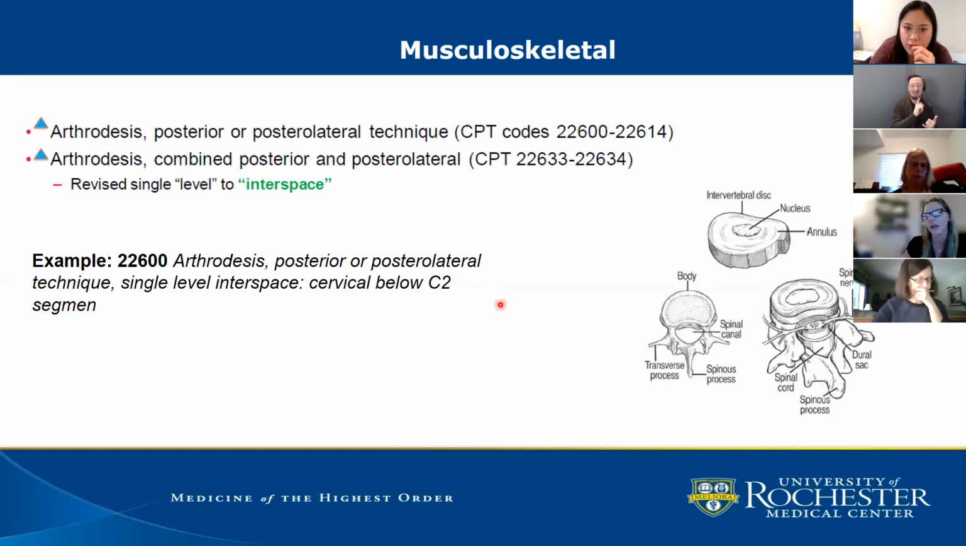All of the codes we're going to see are going to have that single level interspace wording included. And again, if you do have a new CPT book, you'll see that CPT actually added a lot of different diagrams as well as descriptions, particularly around the arthrodesis. So it does explain those interspaces very nicely, as well as giving a lot of diagrams.